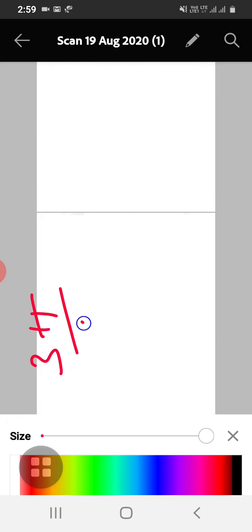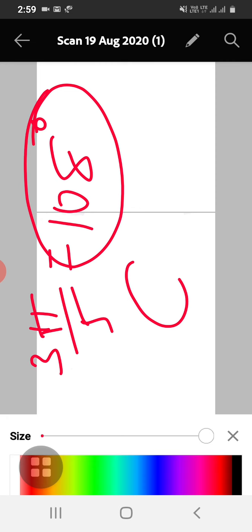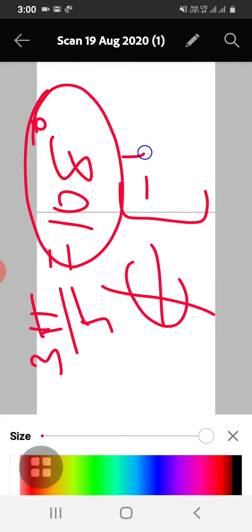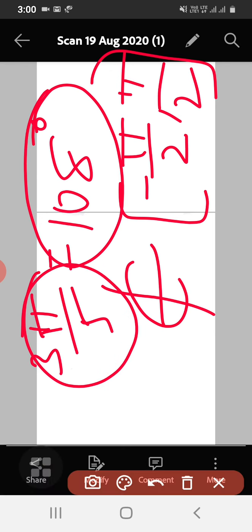Let's check this. 3 pi by 5 means 108 degrees. 108 degrees does not belong to our principal value branch, minus pi by 2 to pi by 2. So the first basic thing is we have to check whether it belongs to our principal value branch or not. So how should we start this problem?